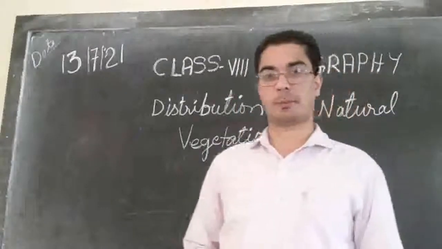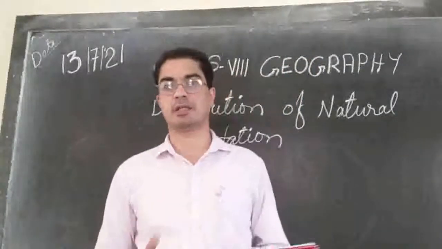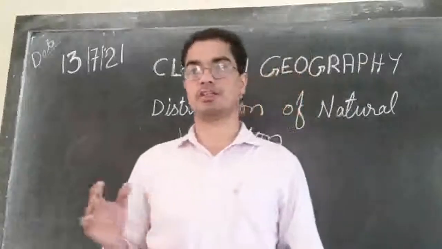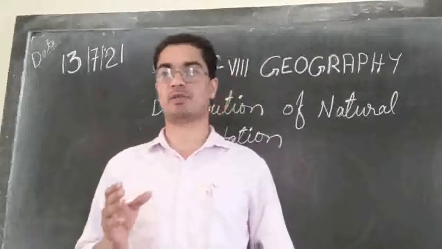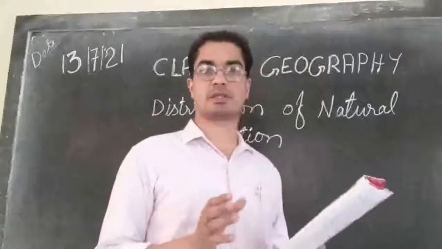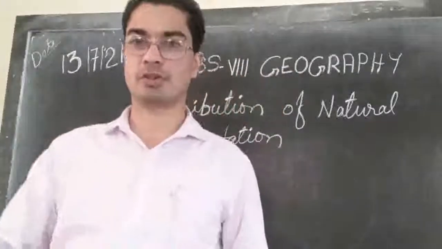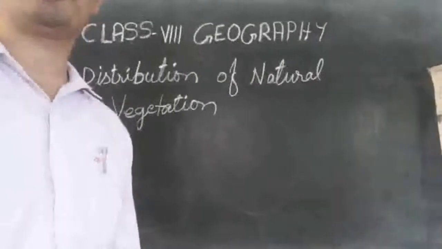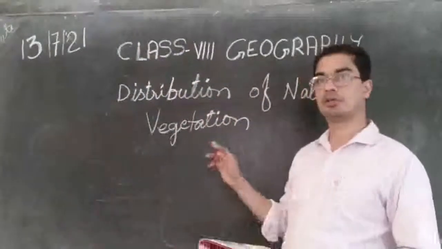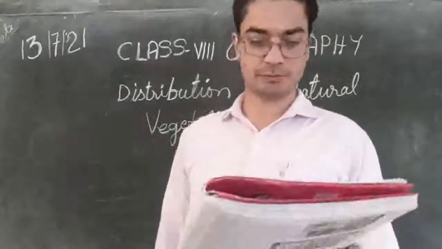In the last class we saw how important natural vegetation is to maintain the eco balance system. Today let us see how it is distributed. The trees and plants that we see are not equally found everywhere. In some places one type of tree is found, in another place another type is found, and so on. So that is our topic today, the distribution of natural vegetation. You can follow in your textbook, page number 18.